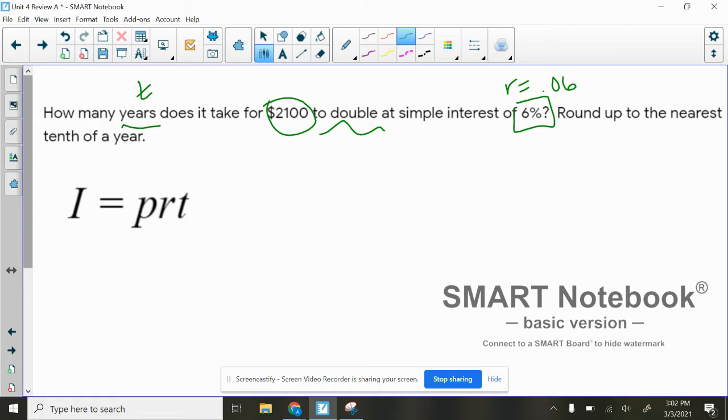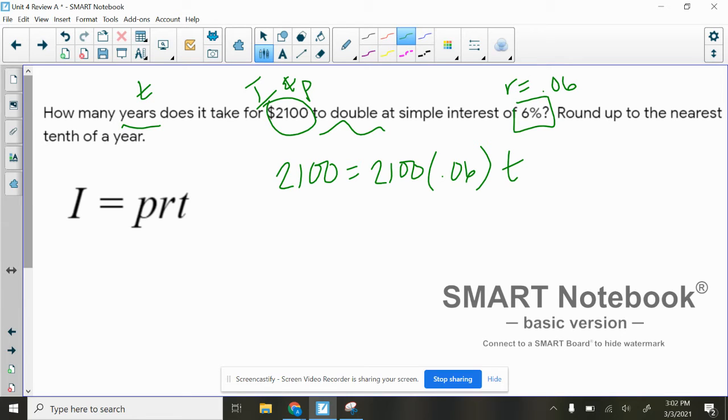So we still need our interest and our principal. When we see the question that asks us about an amount doubling, our interest and our principal are the same, so we are going to plug 2100 in for both of those. So when I do that, it looks like 2100 is equal to 2100 times our rate. You guys, if you leave it as 6 out of 100 or you convert it to 0.06, either way really doesn't matter. And then times t.